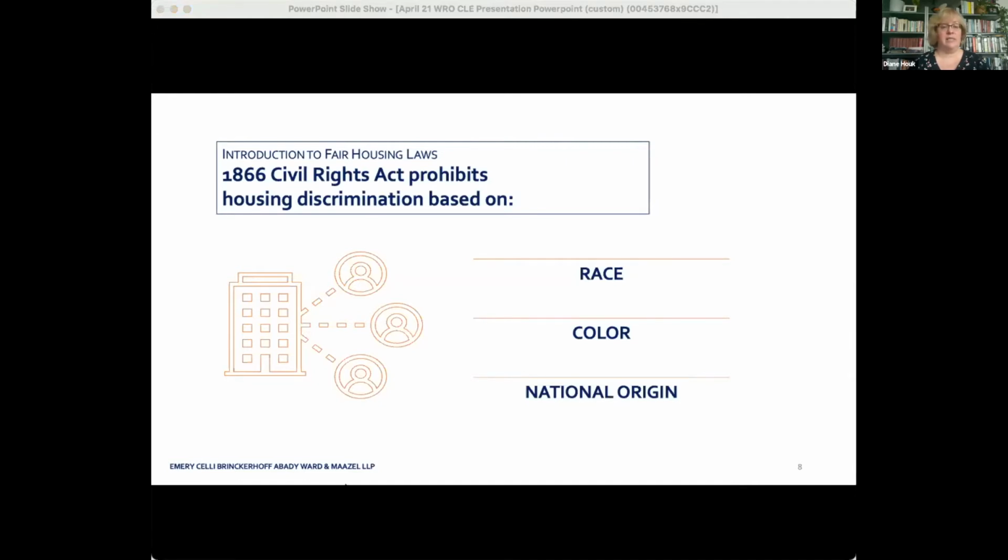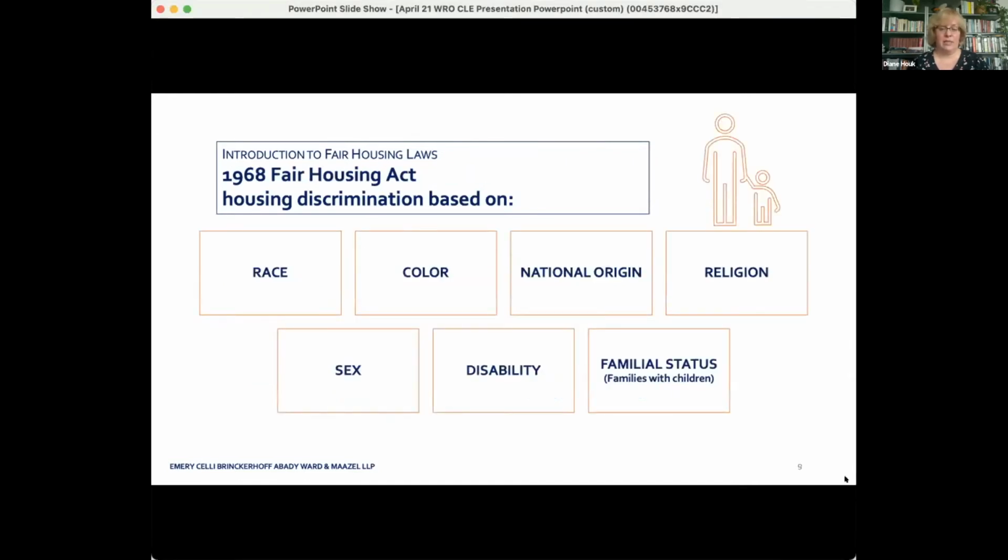We then move to the 1968 Fair Housing Act, and there are more protected characteristics. Here is added religion, sex, disability, and familial status, which is households where there's at least one child. It may be a household that's in the process of adopting or having foster children come to live with them. It certainly covers individuals who may be pregnant and expecting a child, and children are defined as being under the age of 18. Also, sex discrimination has been broadened by a recent Supreme Court decision this year and guidance from HUD to include gender identity and sexual orientation discrimination as well.